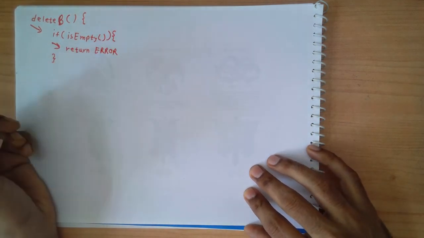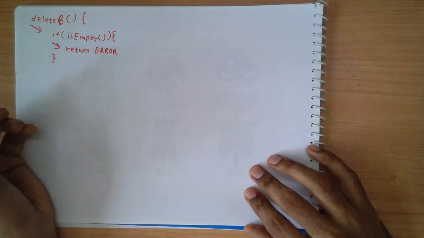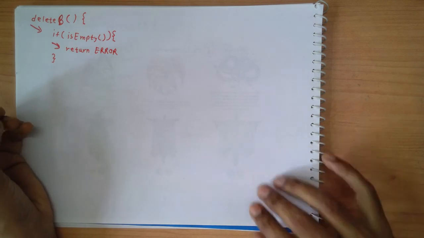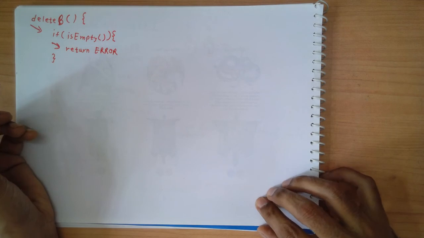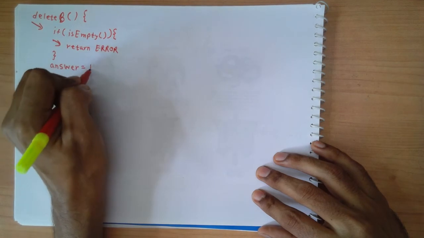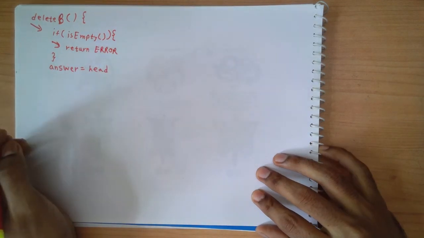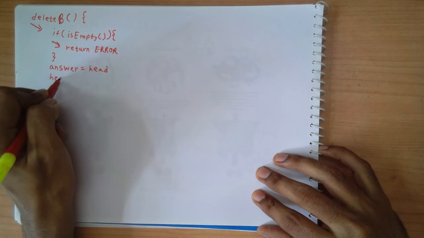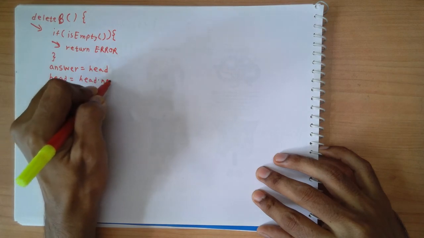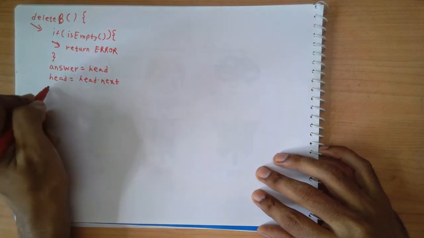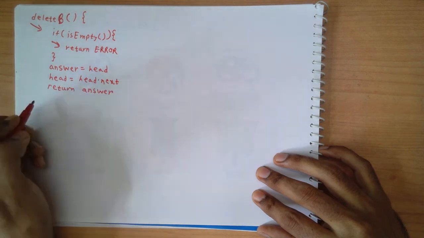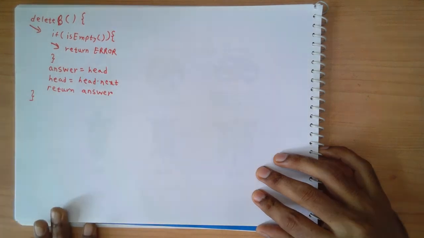If that is not the case, which means that the list is not empty, there is at least one element in the list, then I will go and look at the first element. That's the element that I'm going to delete, that I'm going to return back. So I would say that my answer is going to be the head. And now the first element is gone, so my head should point to the next element. So head should be equal to head dot next, and then I should return the answer. And that's my delete from beginning function.